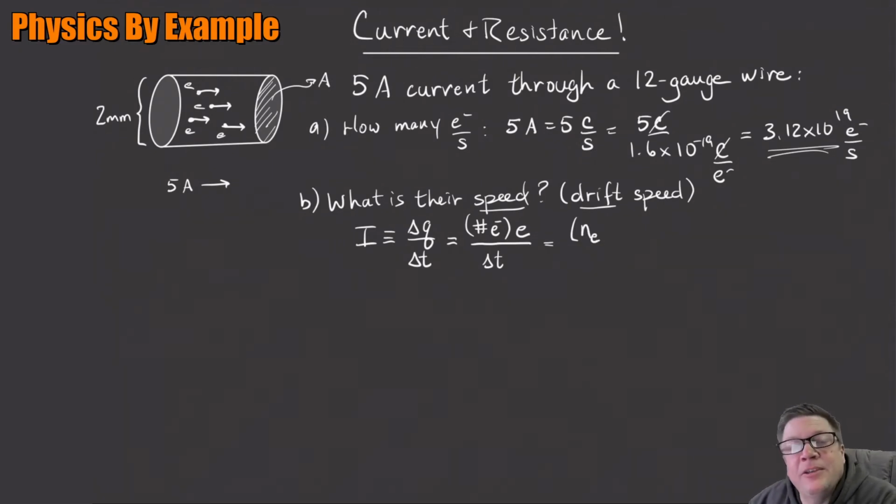N sub E is what we're going to call the number density of electrons. That's going to be the number of electrons per cubic meter, because that's something that we'll be able to find here in just a second. So the number density times the volume, that'll get me the total number of electrons, right? The density times the volume gets you the total number, times the charge on each electron. That'll be divided by our delta T.